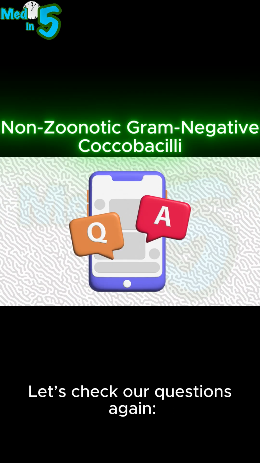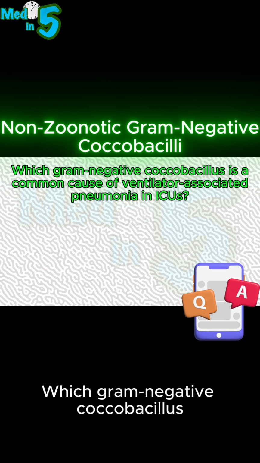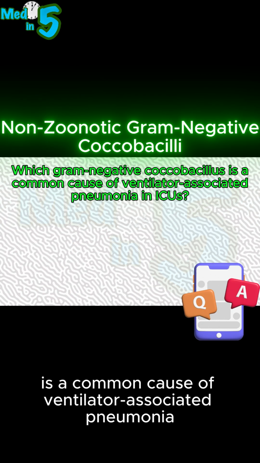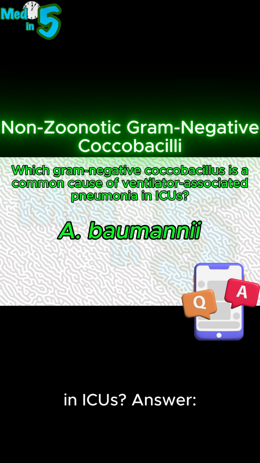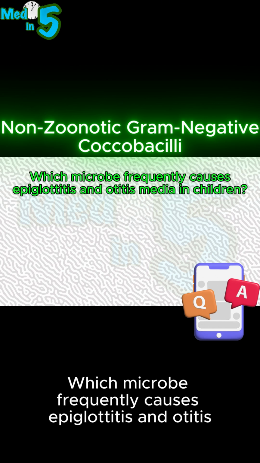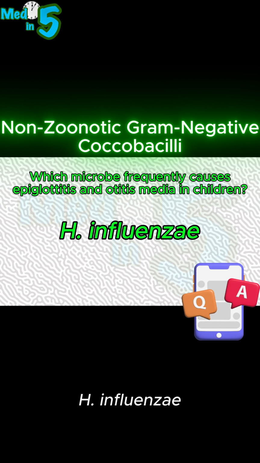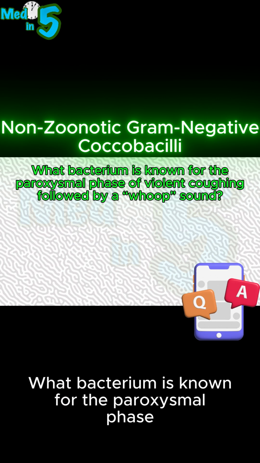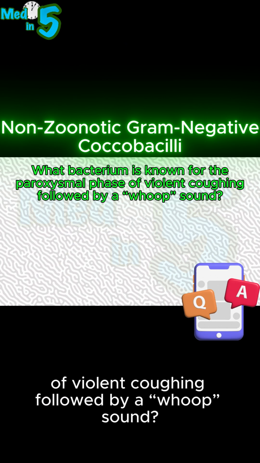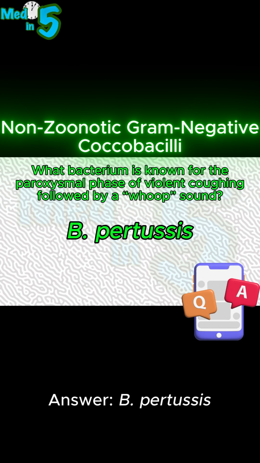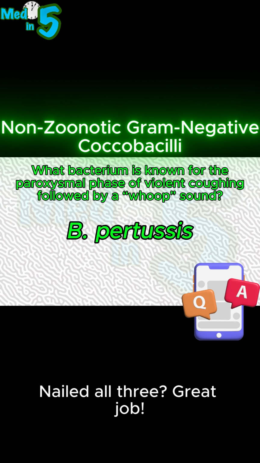Let's check our questions again. Which gram-negative Coccobacillus is a common cause of ventilator-associated pneumonia in ICUs? Answer: A. baumannii. Which microbe frequently causes epiglottitis and otitis media in children? Answer: H. influenzae. What bacterium is known for the paroxysmal phase of violent coughing followed by a whoop sound? Answer: B. pertussis. Nailed all three?